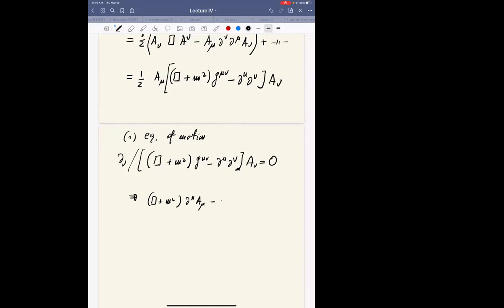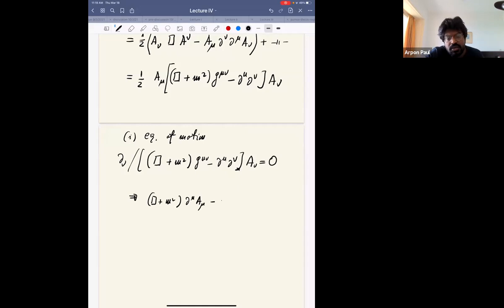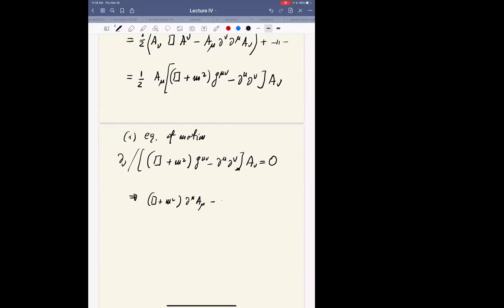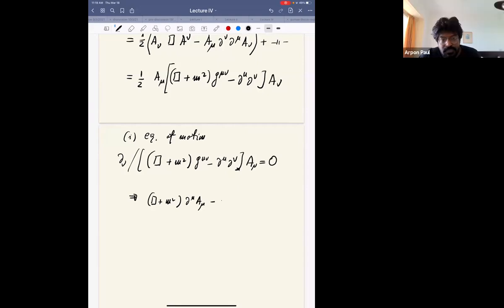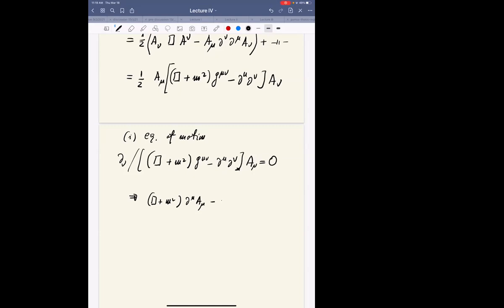No, I have something wrong with the indices, right? Yes, the a nu should be a mu in the first. Maybe you are saying this is the a mu? Yes. I think it's better. Thank you.